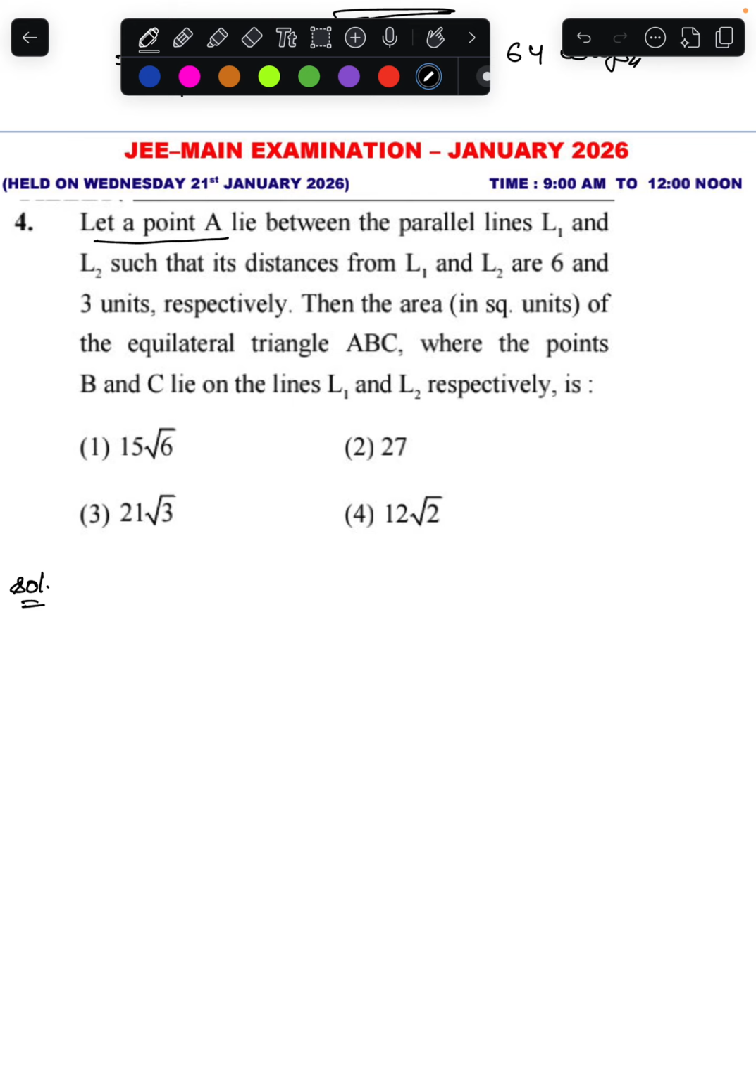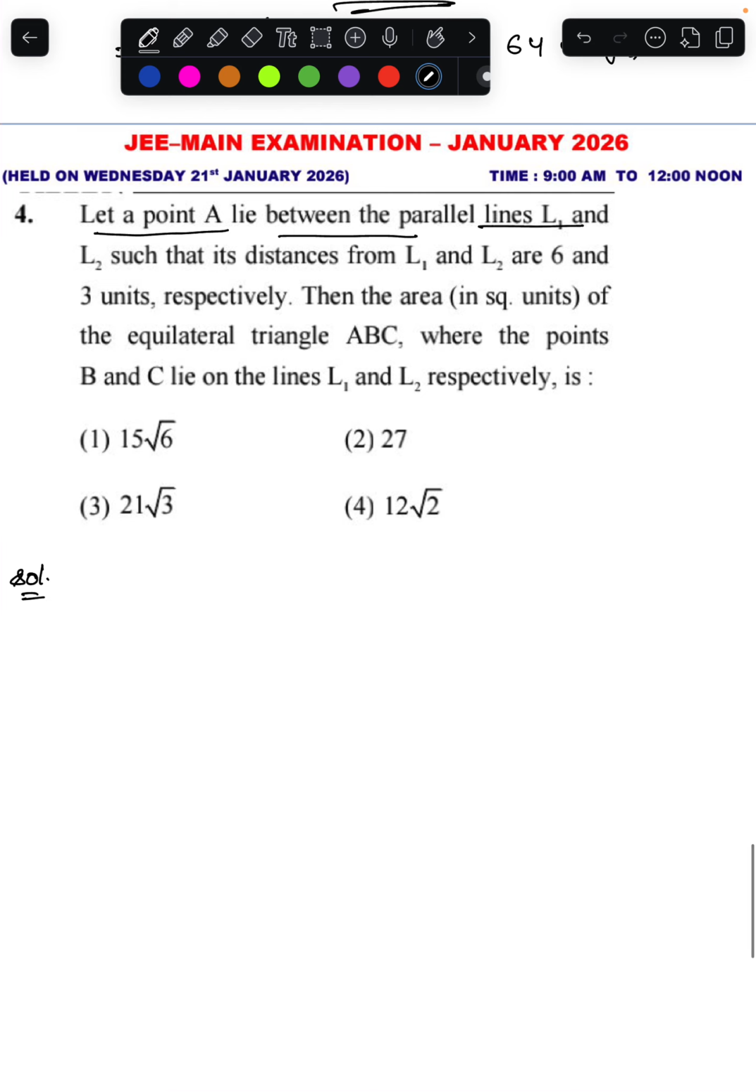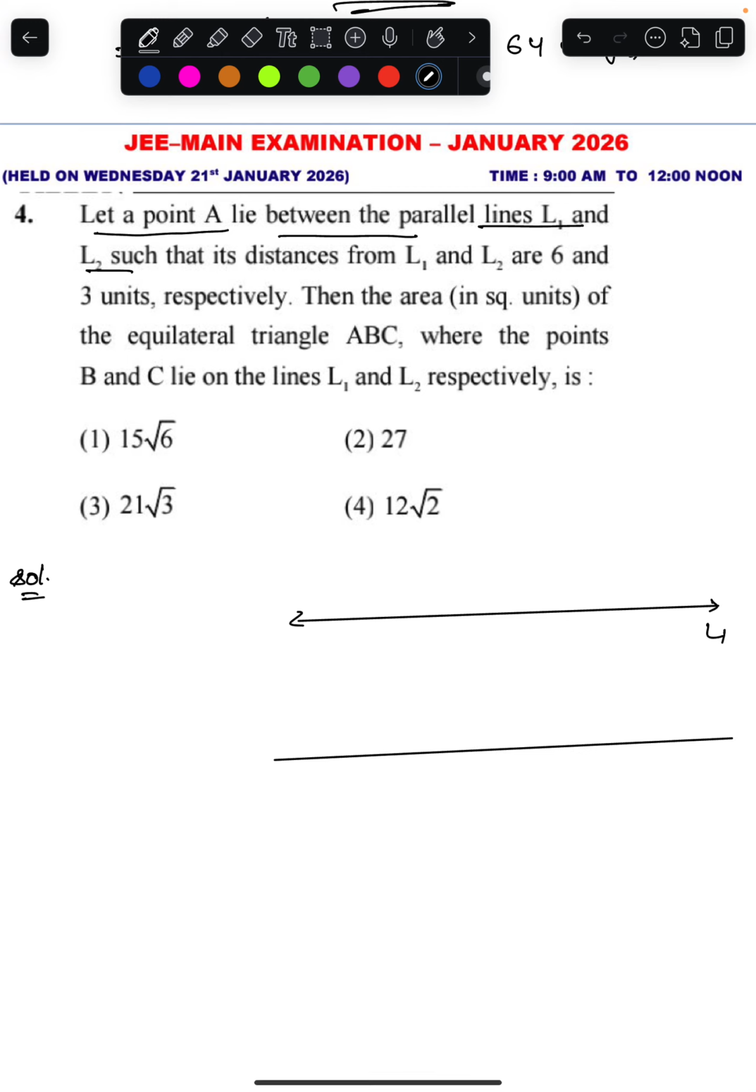Let a point A lie between two parallel lines L1 and L2. So there are two parallel lines here. Let us say this is L1 and this is L2. Now a point A lies between the parallel lines such that it is at a distance 6 units from one line and 3 units from the other line. So that means the distance between both the parallel lines is 9 units.